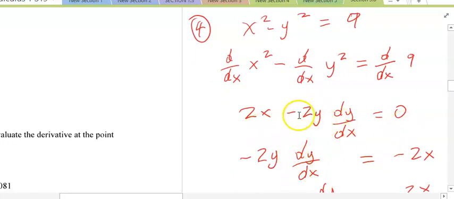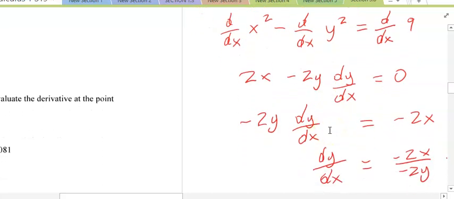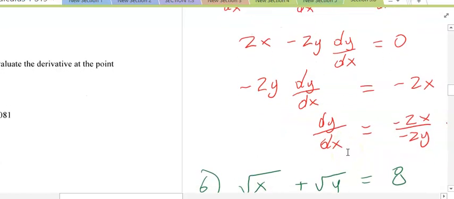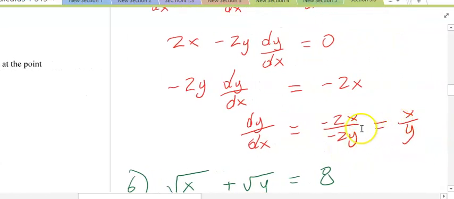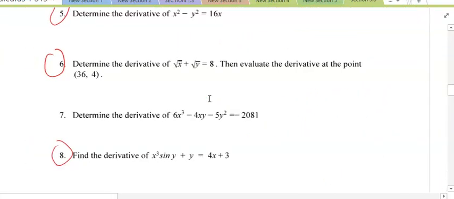And then the rest is just doing some algebra, keeping the dy/dx on the other side. So we have negative 2y dy/dx is equal to negative 2x, by subtracting 2x from both sides. And then finally, dividing both sides by negative 2y, we have dy/dx is equal to negative 2x over negative 2y. And then simplifying that a little bit, dy/dx is going to be equal to x over y. Okay? So there you go.